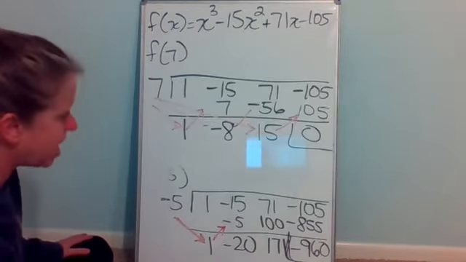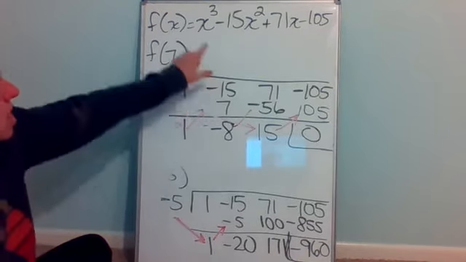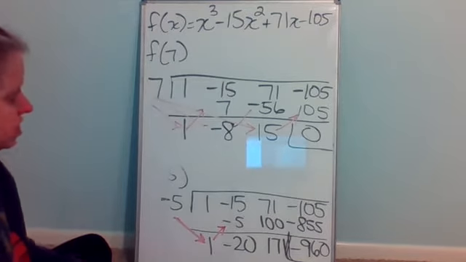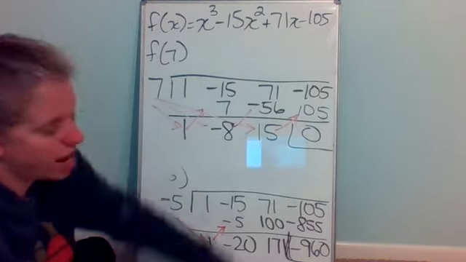Okay, so 3 and 7 were actually both zeros of that function. Okay, and the negative 5 was not. But again, whatever this answer right here is, that's what you're putting in your answer blank.